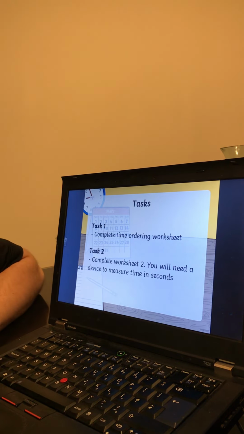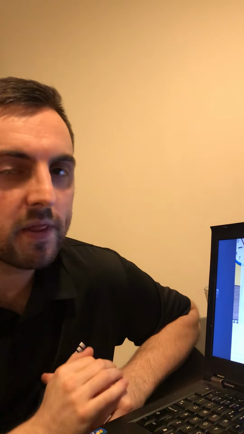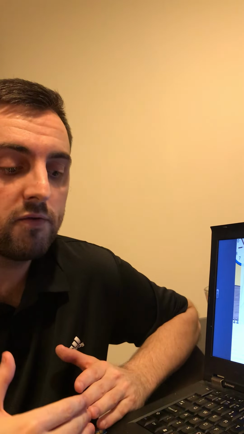Task number 1 is to complete the ordering worksheet. The ordering worksheet will give you different units of time, so you'll have seconds, minutes, you might have weeks, months, years. Your job is to put them in order from the smallest unit up to the biggest. So if you think minutes is smaller than hours, you'd put that before hours. And then there's one more before that as well, see if you can remember it. You're doing that task first to give you a wee idea of measuring how long it takes, or looking at the different measurements of time.